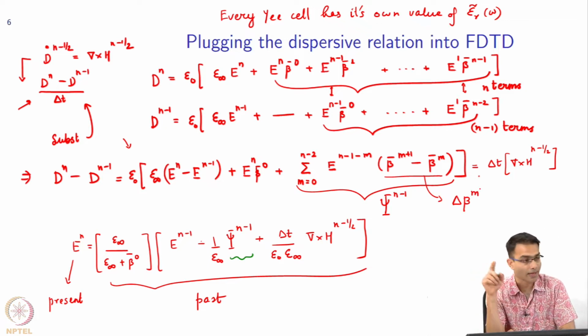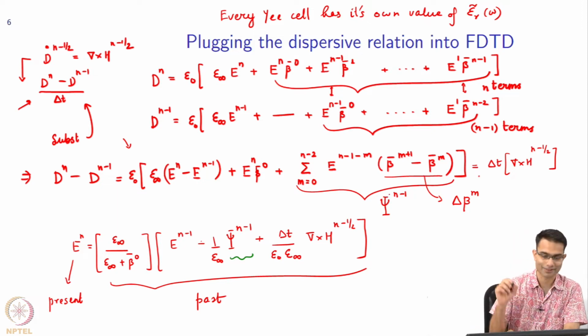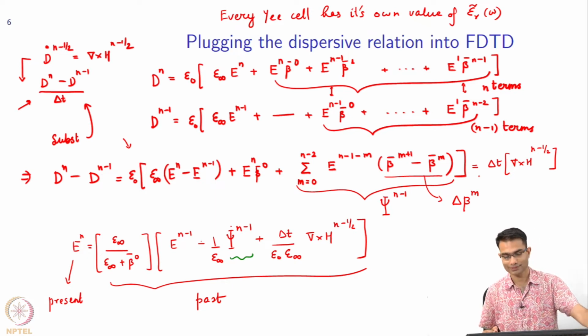Why is it psi of n minus 1, you mean? That is psi bar, yeah, that is not minus, it is not minus n minus 1.